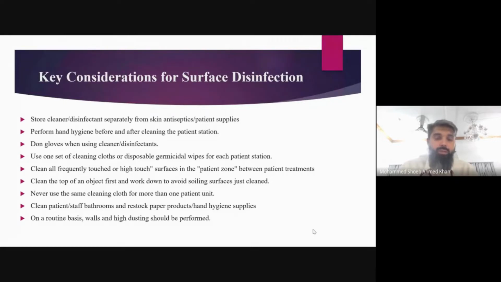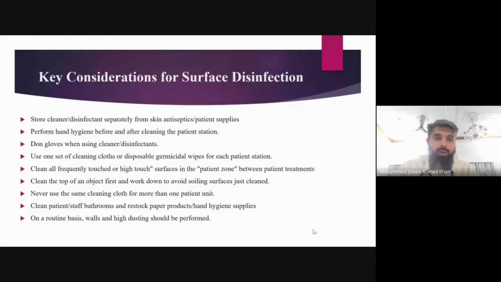And we need to clean the top of the object first before going on to the bottom, and we should make sure that we do not soil the surfaces. And as I've just told, never use the same cleaning cloth for more than one patient unit.